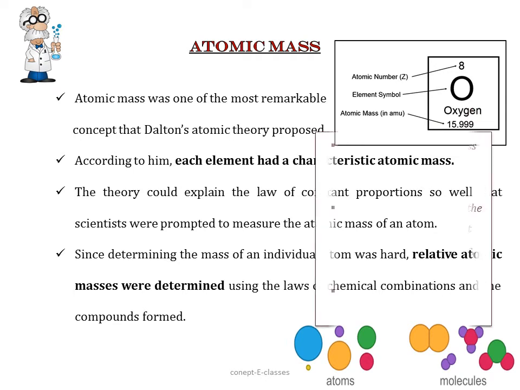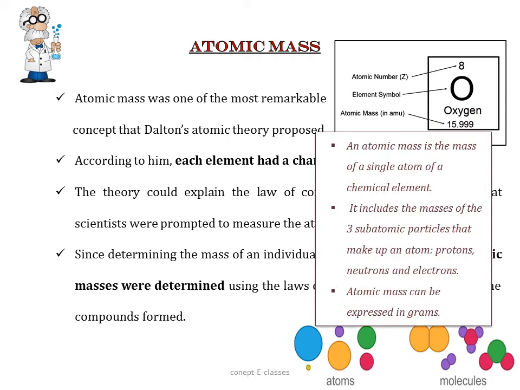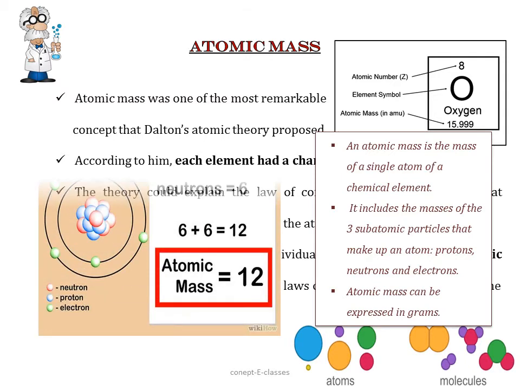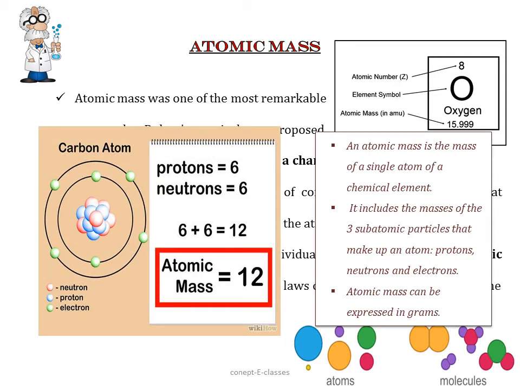Now, what is this atomic mass? Atomic mass is the mass of a single atom of a chemical element. The mass of an atom is the atomic mass. So it actually includes the masses of protons, neutrons and electrons. Say for example, a carbon atom. The atomic mass is 12. The number of protons plus the number of neutrons gives the atomic mass, 12.